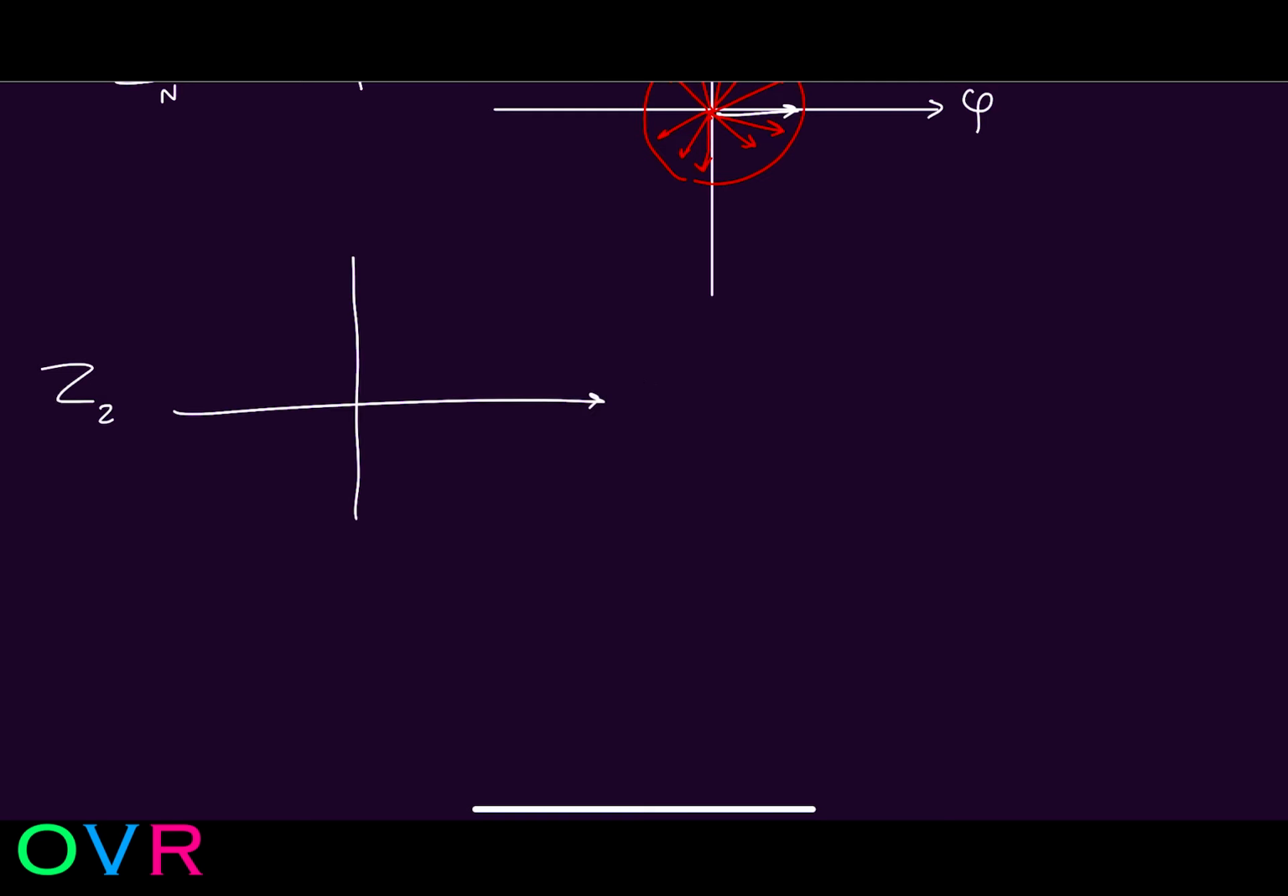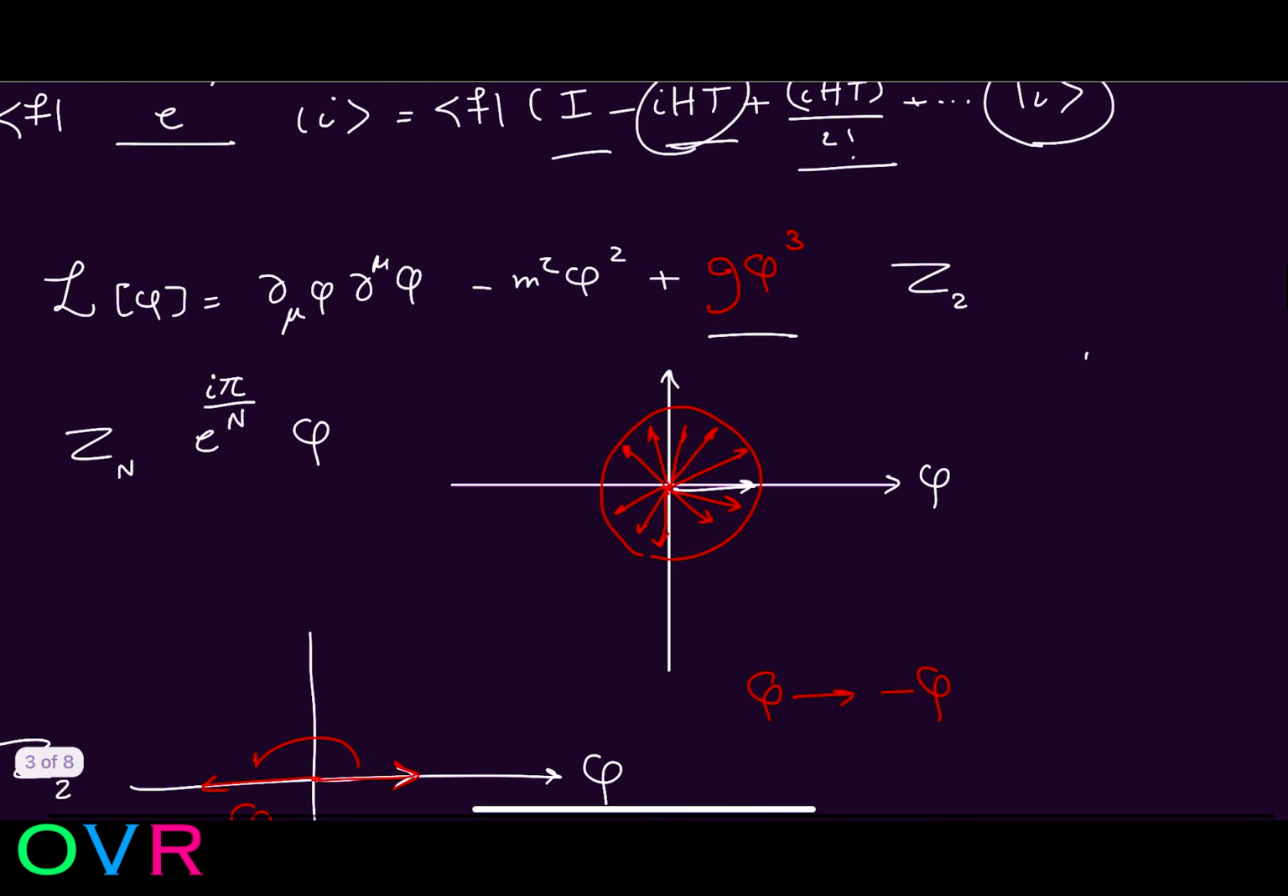So if the value of your field is something like that, then the Z2 transformation is going to flip it into minus phi. So we are just basically taking phi and turning it into minus phi. Or if the value of the field is, let's say, 10, you can say it's minus 10. So just flipping the value of the field. But that shouldn't really change your physics, right? That shouldn't change anything regarding the Lagrangian or Hamiltonian.